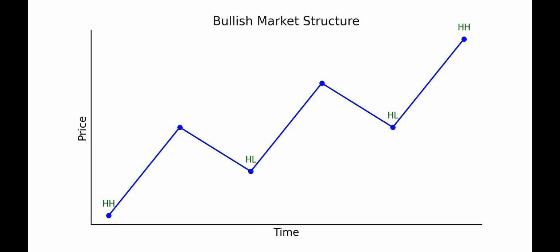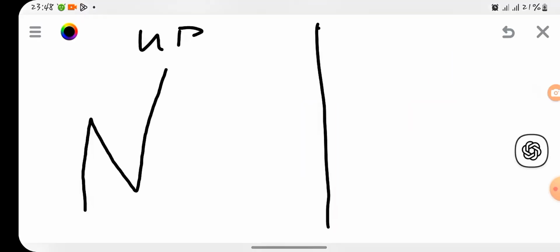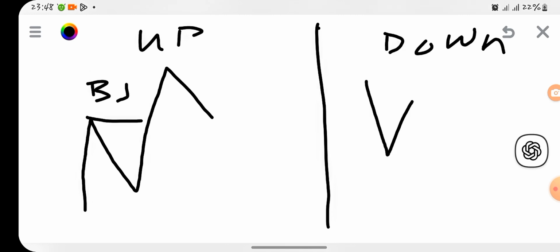Break of structure. A break of structure means the market has broken the previous high or low, signaling a shift or continuation. Let's say AUD/USD keeps rising to 0.6700 but then drops below a previous higher low around 0.6600. That's your BOS. It's the market's way of saying, we're done going up.